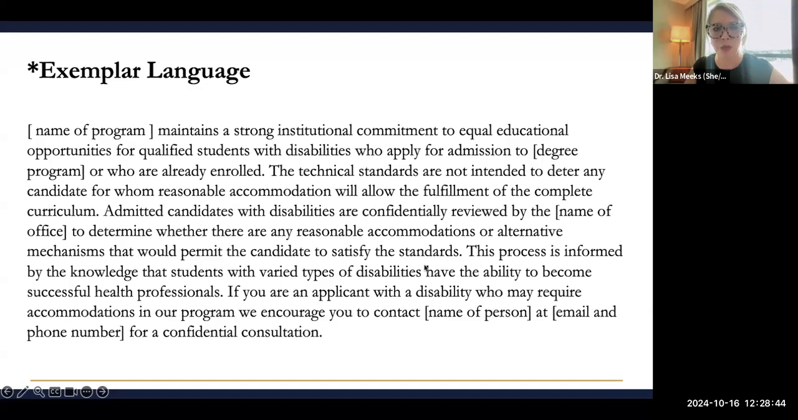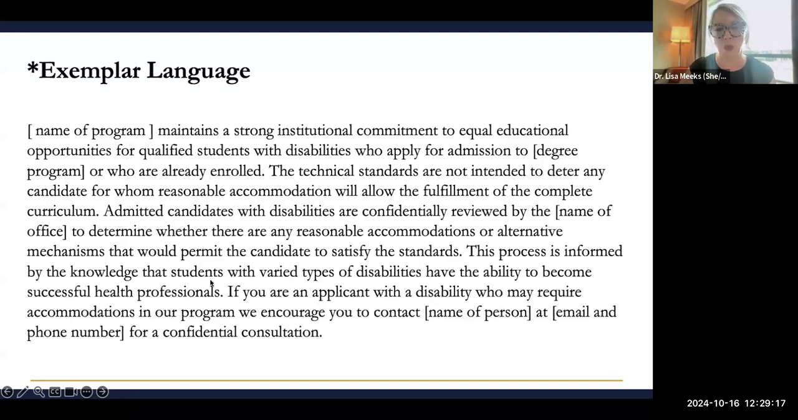This process is informed by the knowledge that students with varied types of disability have the ability to become successful health professionals. Oh, that's so bucket filling and heartwarming. Every time I read this example, I think, good on you to the school. If you are an applicant with a disability who may require an accommodation for our program, we encourage you to contact, and then it gives a person's name, not just a generic email, but a person's name. And it specifically says this is a confidential consultation. So what could be more heartwarming than that?